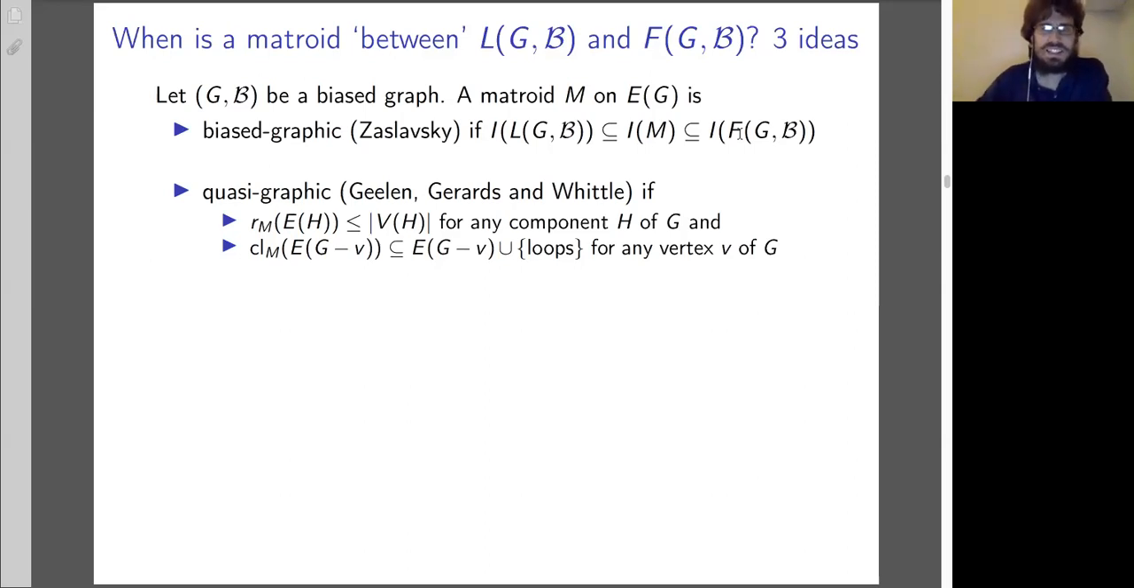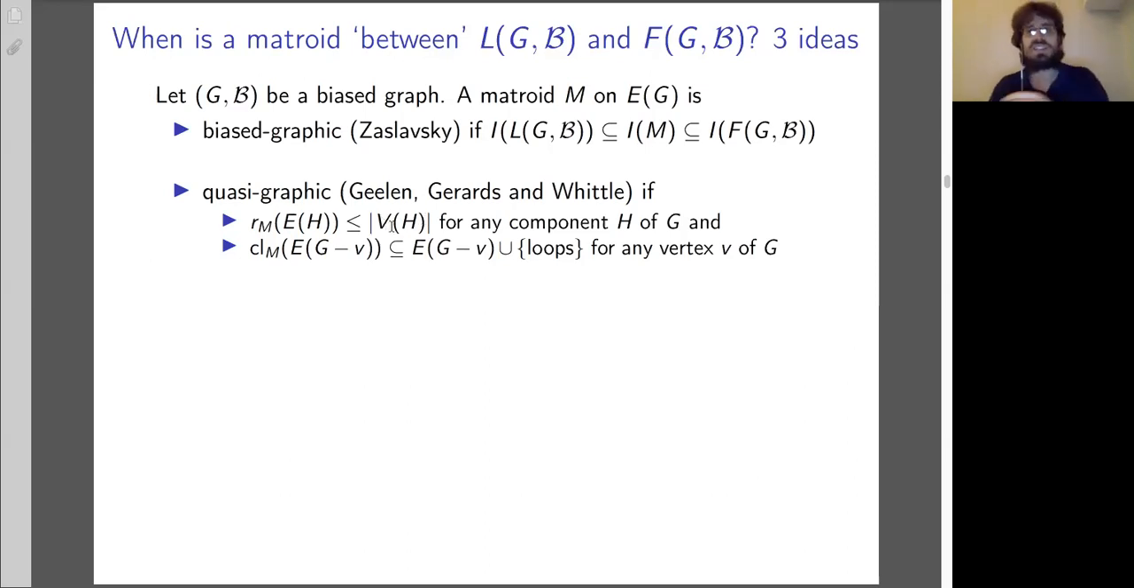Their approach was to take some properties that are possessed by both of these kinds of matroids and to just say, okay, we'll say a matroid is quasi-graphic if it has these nice properties. And which properties did they choose? Well, first they said that the rank of the edge set of any component should be at most the number of vertices in that component.